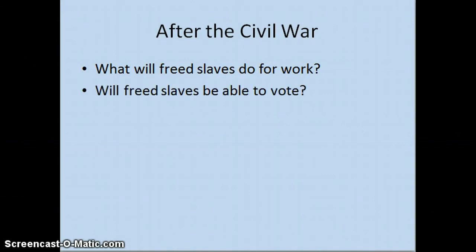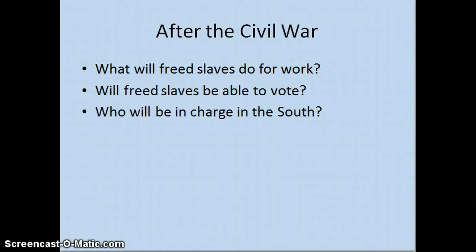Another question that needs to be settled is, okay, are these freed slaves going to be citizens? Can they vote? Because this was not a given. Historically, only white persons had voted. And so this is something that needs to be decided, and people have different views about whether black males, because after all, only men were able to vote even among white people, would be able to vote.